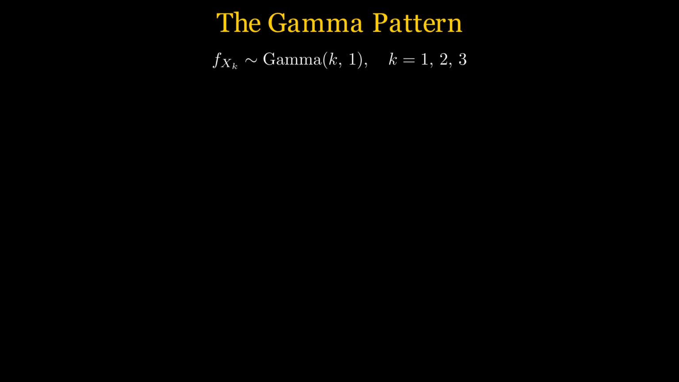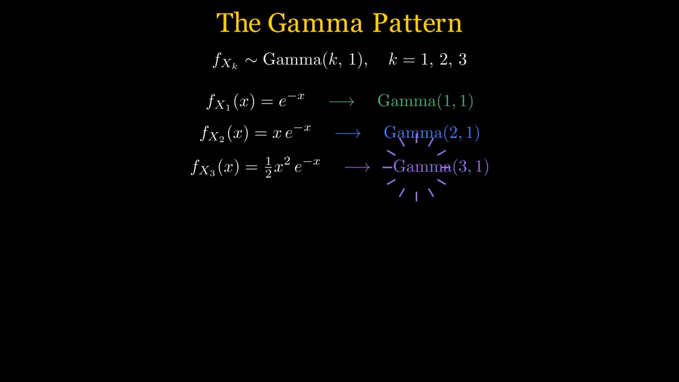Step back and look at the 3 results together. All 3 marginals are gamma distributions with rate 1, but with shape parameter equal to the index of the component. x1: e to the minus x, gamma 1, 1, the exponential distribution. x2: x times e to the minus x, gamma 2, 1. x3: x squared over 2, e to the minus x, gamma 3, 1. The shape grows by exactly 1 at each step.